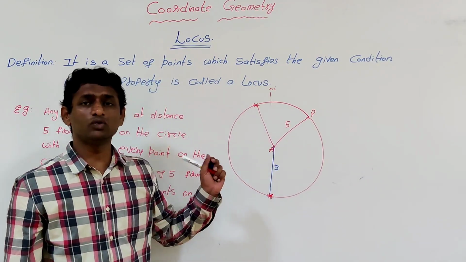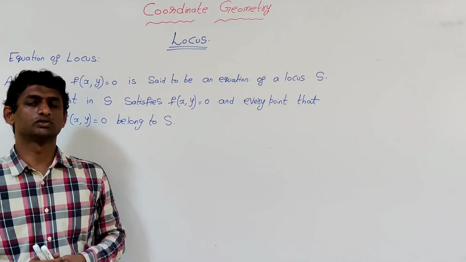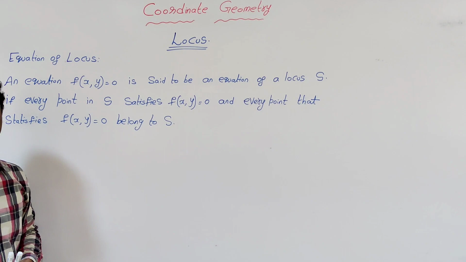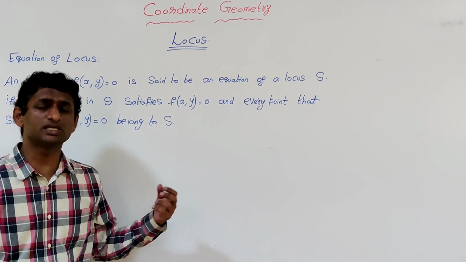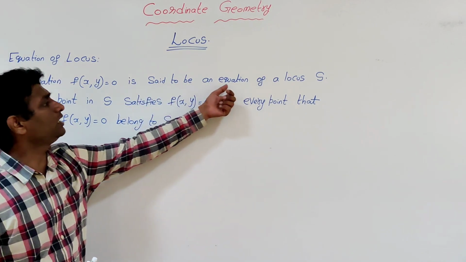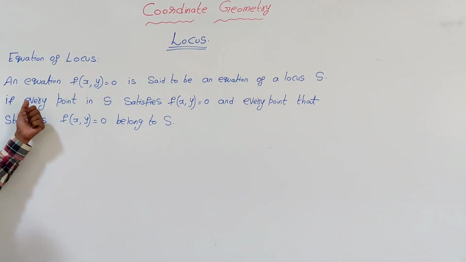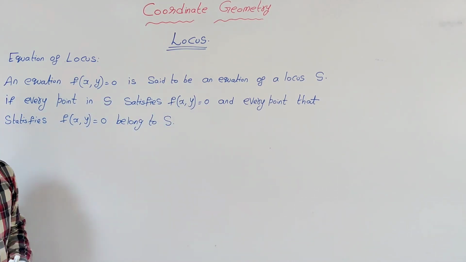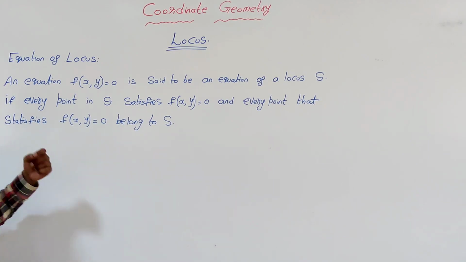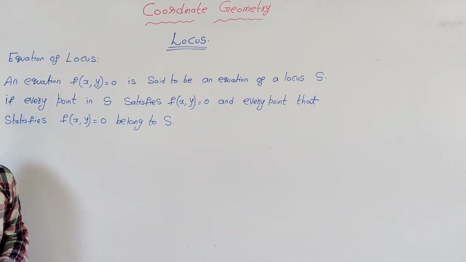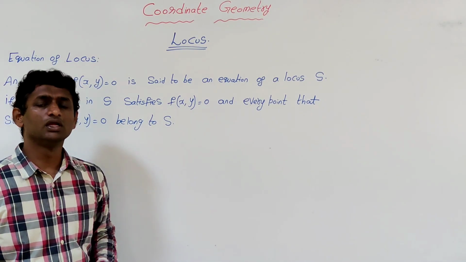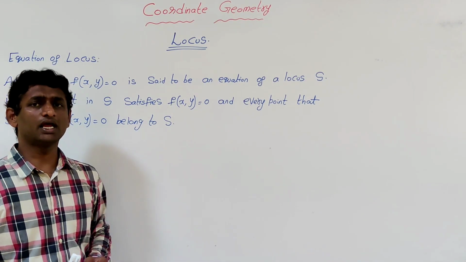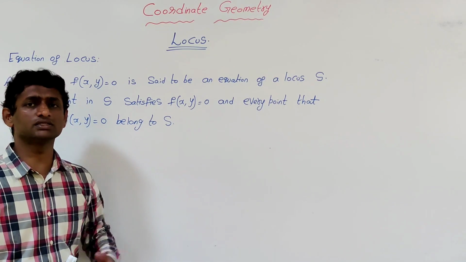So now we'll go for the equation of a locus. An equation f of x comma y is equal to 0, which consists of the variables x and y, is said to be an equation of the locus S if every point in S satisfies the condition f of x comma y is equal to 0, and if every point that satisfies f of x comma y equal to 0 belongs to S. As we have seen with the circle, now we'll try to find the equation of the circle with some center and distance of 5 units, as in the last example.